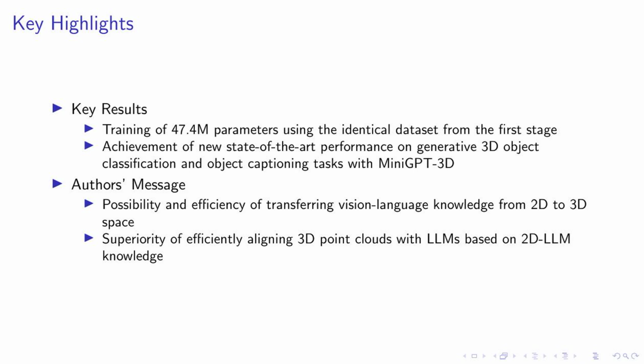Key highlights. Key results. We've trained a whopping 47.4 million parameters using the same dataset from the first stage, ensuring a smooth transition of knowledge from 2D to 3D. Our MiniGPT-3D has achieved new state-of-the-art performance on generative 3D object classification and object captioning tasks, showcasing its potential.